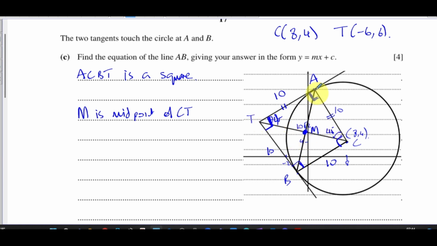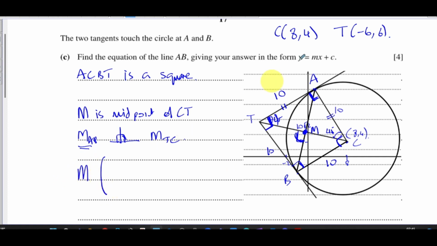Now, the other thing we know about the diagonals in a square is that they bisect each other at right angles. So this is a right angle. So we can say that the gradient between A and B is perpendicular to the gradient between T and C. So therefore I can find the gradient of AB. I know that the point M lies on AB, so I can find the equation of the line using that fact. So first of all, let's find the midpoint.